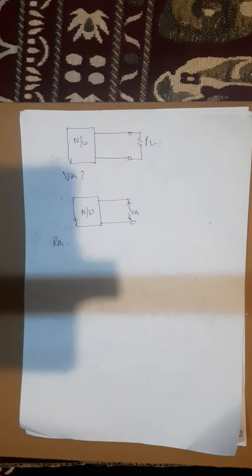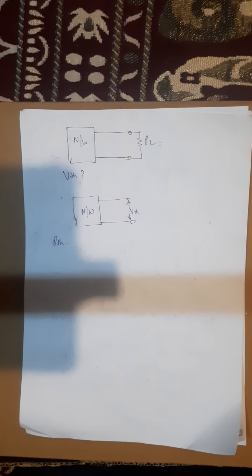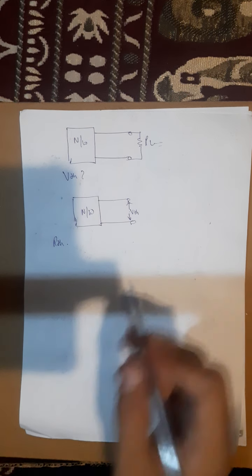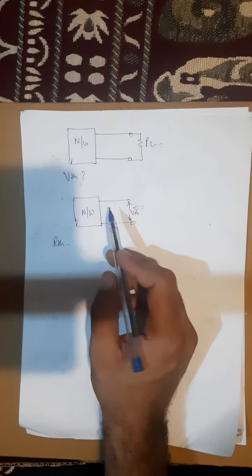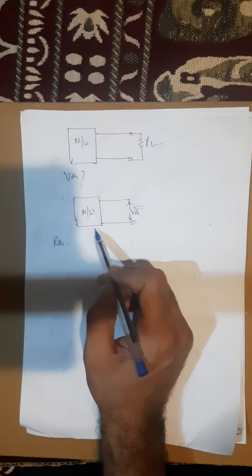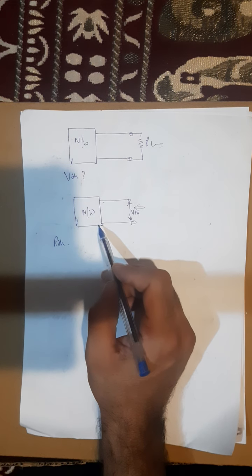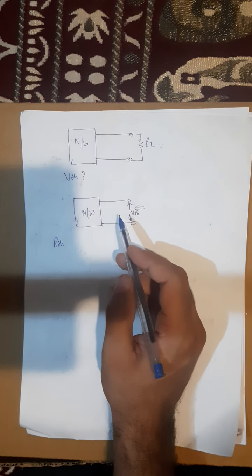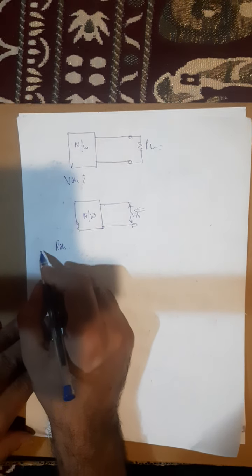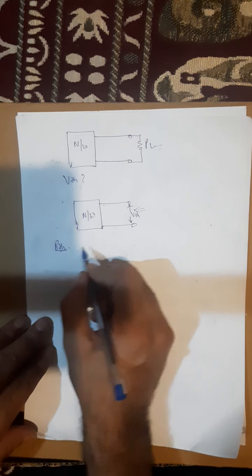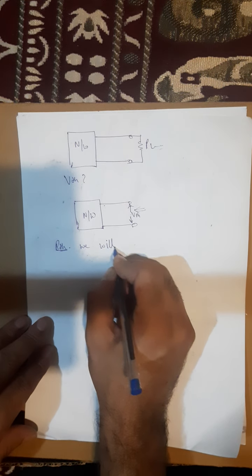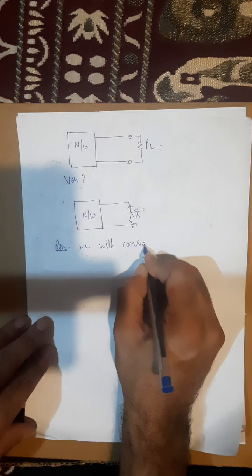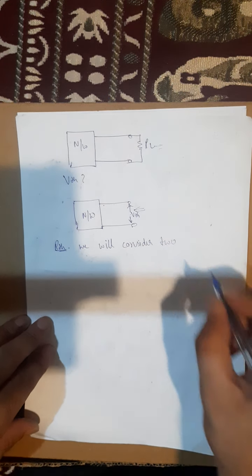For calculating RTH, we will see the resistance from this end, and we will see what is the total resistance in the circuit by turning off all the independent sources. For RTH, we will consider two cases.